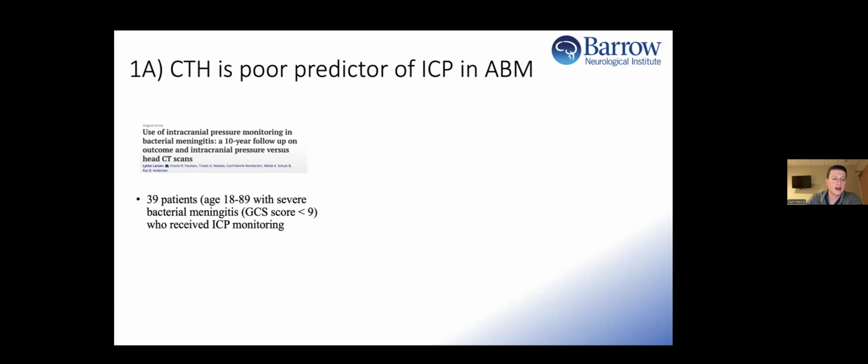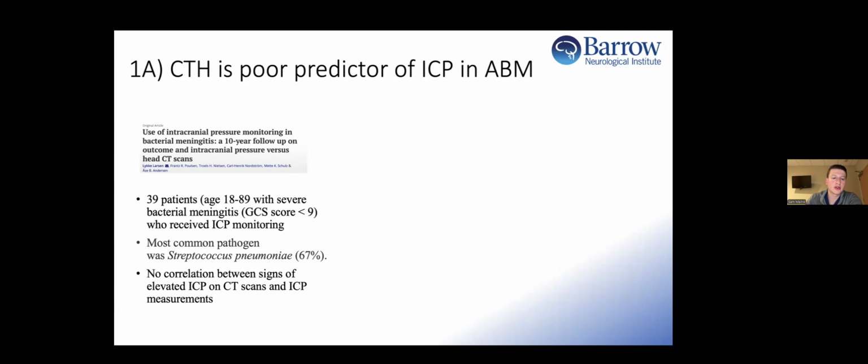This first article by Larson et al. was a 10-year follow-up of patients at their facility that had ICP monitoring in the setting of severe acute bacterial meningitis. Patients were typically adults with a GCS of under 9. The most common pathogen, unsurprisingly, was strep pneumo. And what they found over the course of this 10-year follow-up of these patients was there was not a strong correlation between signs of elevated ICP on CT scan and the ICP measurements that they got while in the ICU.